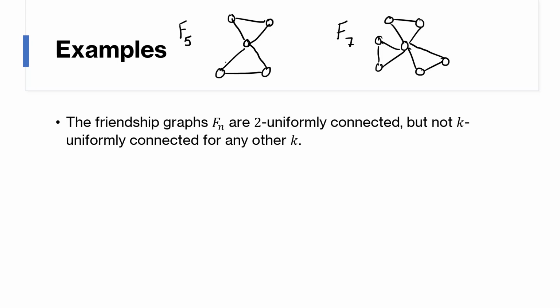But they're not three uniformly connected, because if I pick, say, two vertices in the same triangle, like this one and this one, try finding a path of length 3 between them. Well, you can't. You'd have to go out to the central vertex, and then in order to get back to this vertex, you can't leave the central vertex to any other triangle and come back. That wouldn't be a path. So the only paths between these two vertices are of length 2 or less. And so it's not 3 uniformly connected, not 4 uniformly connected. It's not k uniformly connected for any other k. And so these friendship graphs are special in that regard.